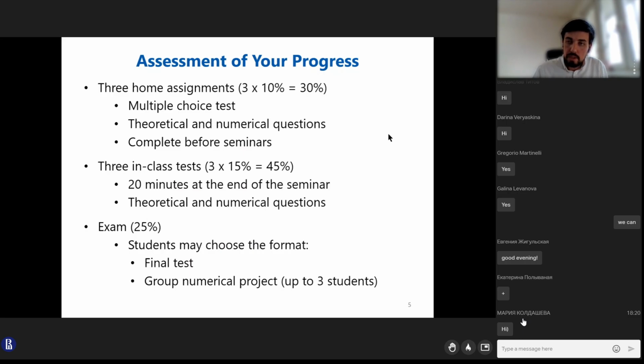Another 3 tests we're going to hold in class, as I've already mentioned. We're going to spend the last 20 minutes of each seminar for the test. It's just like a homework test, but now you have limited time to complete it. But at the same time, if you've done your homework and you spent the time at the seminar very fruitfully, you are able to complete this test in just 20 minutes and get another 15% of the final grade for each test.